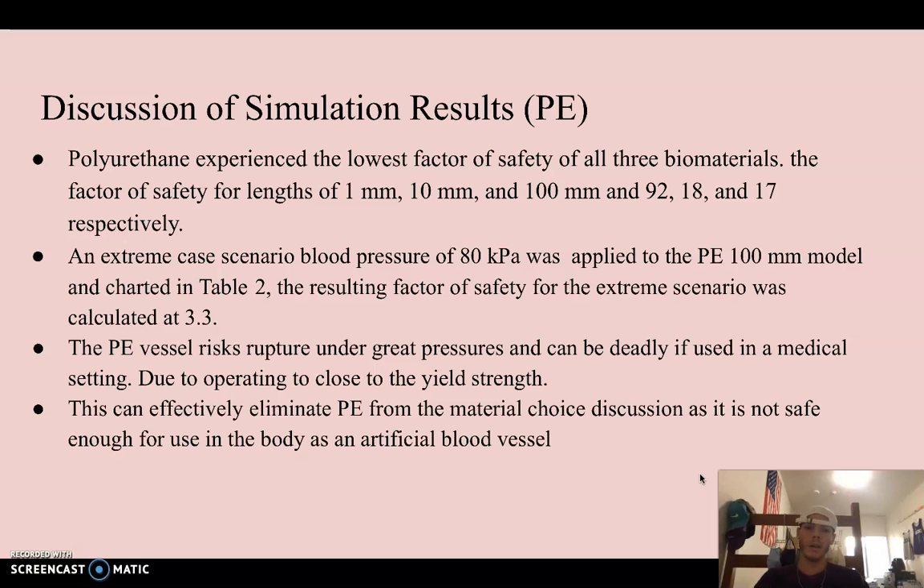So the polyurethane had the lowest factor of safety of all three materials at 92, 18, and 17 for the 3 lengths, respectively. And the extreme case scenario was a 3.3 factor of safety, which is pretty concerning, as that's only 3 times smaller than the yield stress, which means that the part is close to failure. And obviously, we don't want that in someone's body, as it could fail and cause great injury. So I went ahead and eliminated the polyurethane blood vessel as a choice in the final decision, just for those factors.